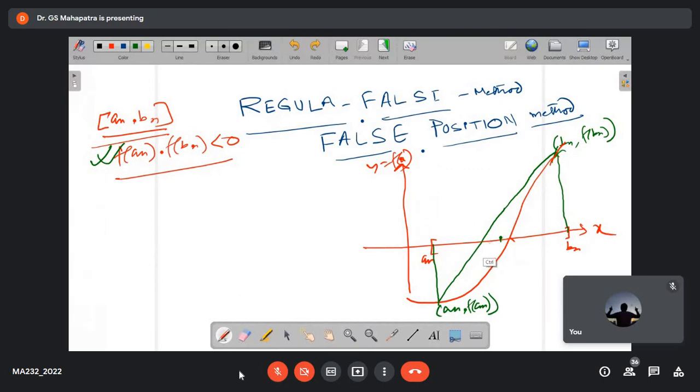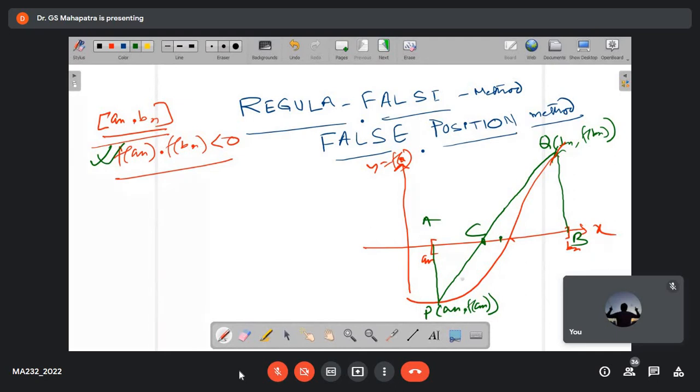Now in this case we have to consider the crossing point of the straight line joining the point A, f of A and B, f of B, that means you can say P and Q, correct? Joining the points P and Q, this straight line crosses the x-axis at a point, say C. So now this is the new point C instead of the middle point.